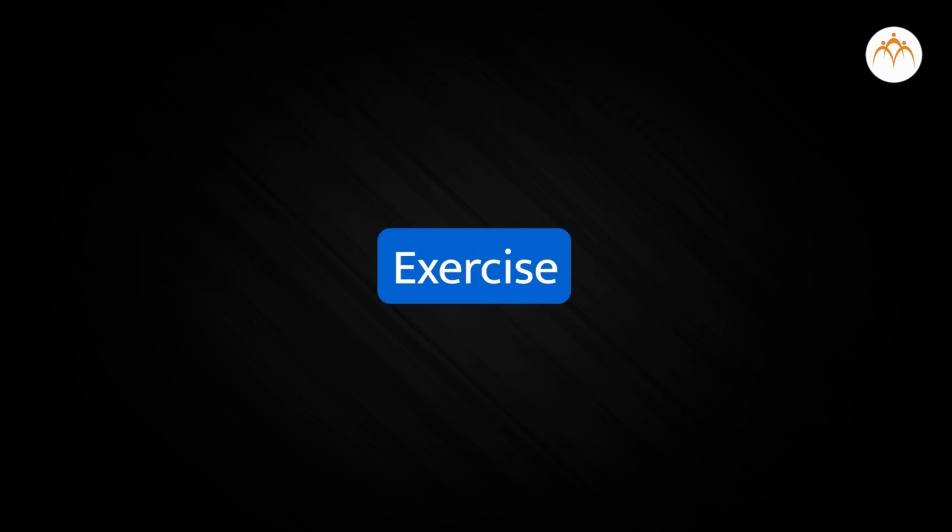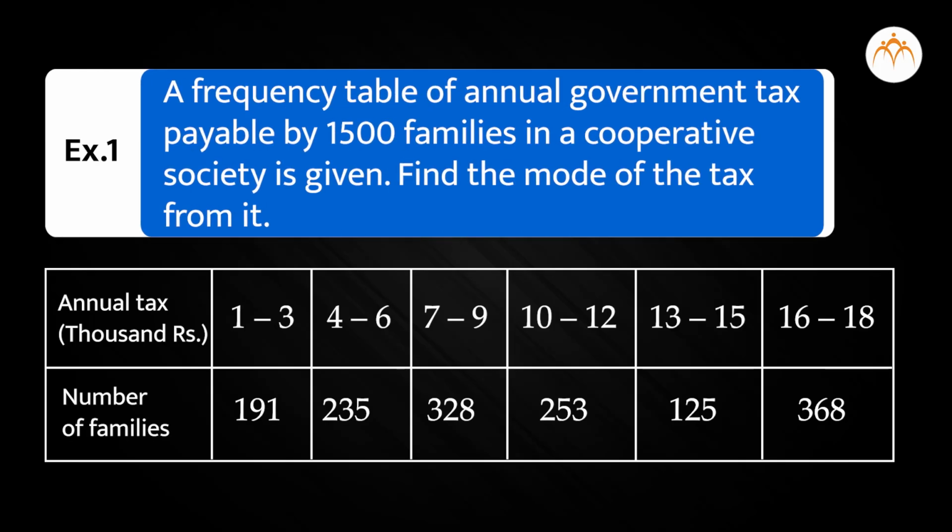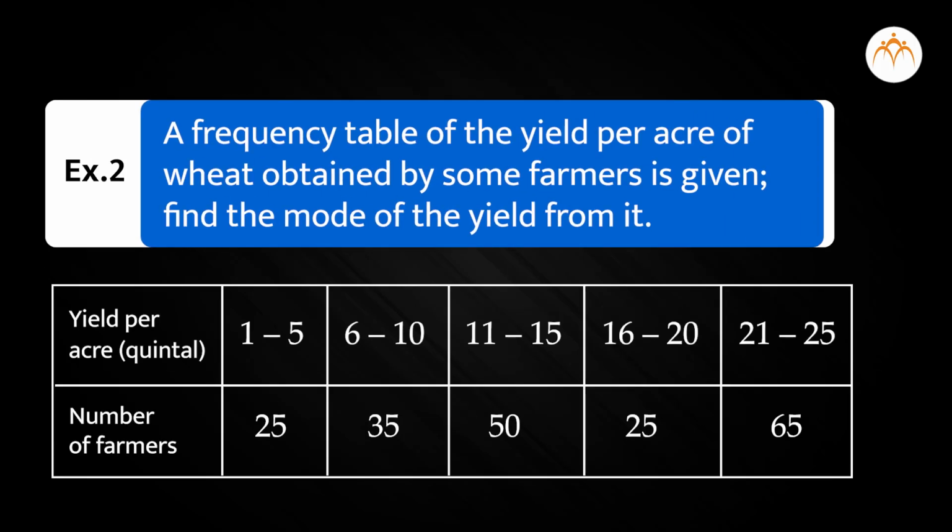Exercise. A frequency table of annual government tax payable by 1,500 families in a cooperative society is given. Find the mode of the tax from it. Frequency table of the yield per acre of wheat obtained by some farmers is given. Find the mode of the yield from it.